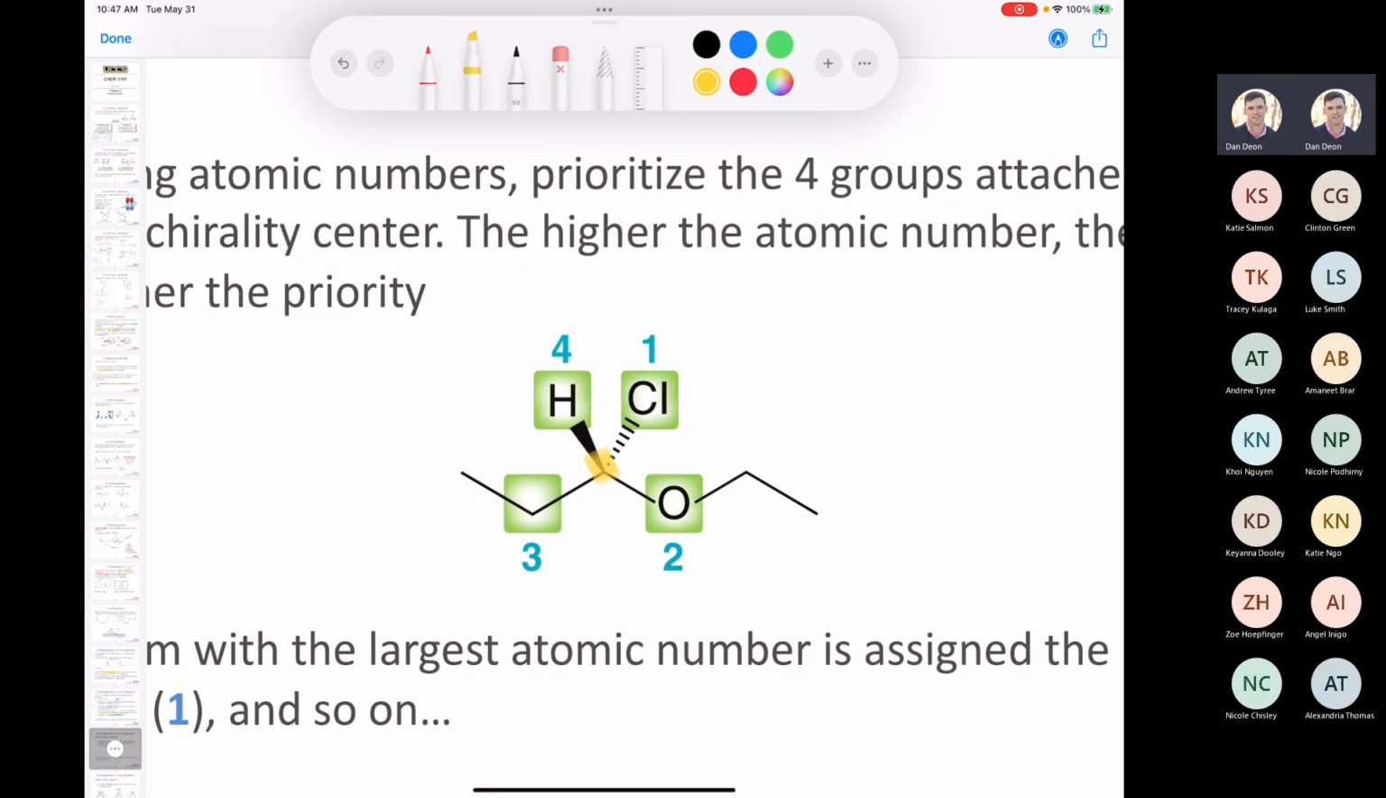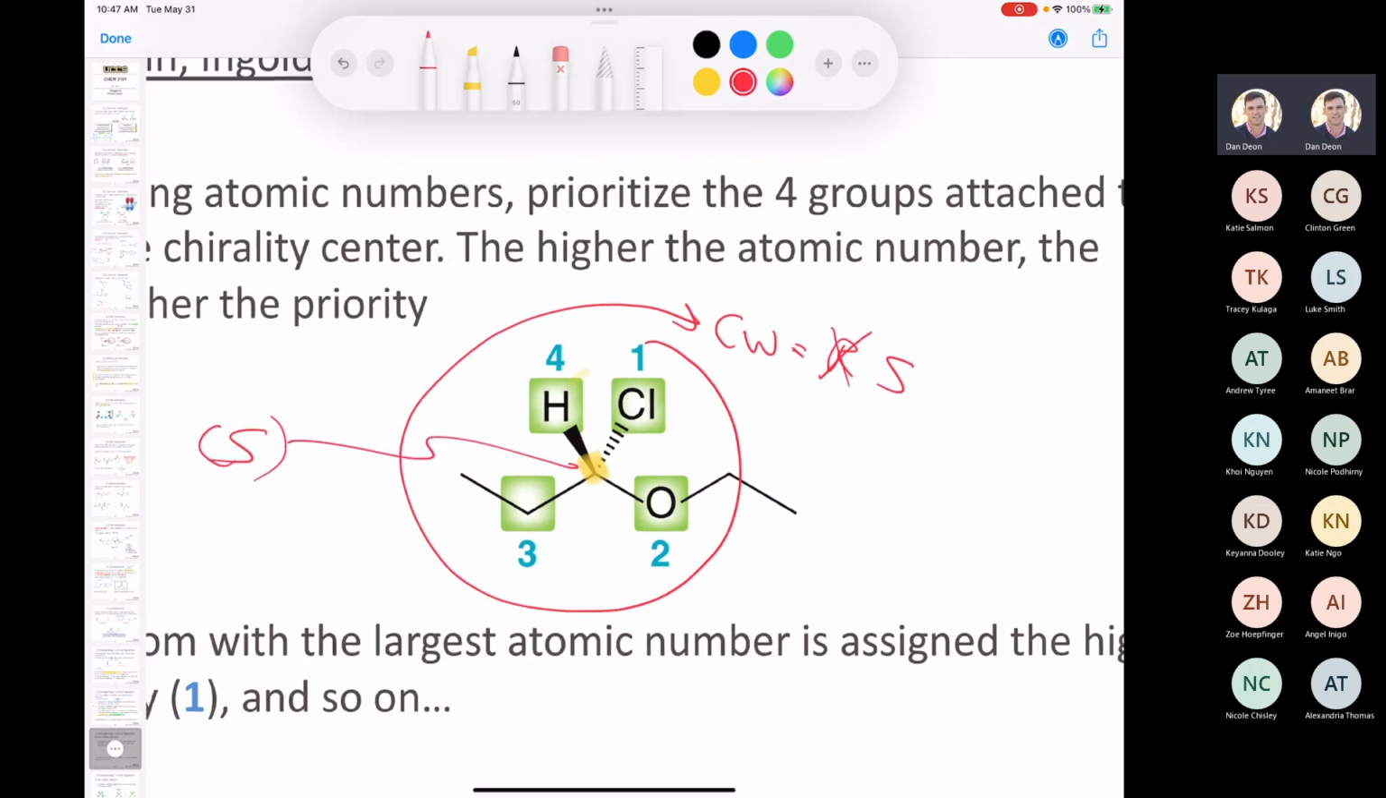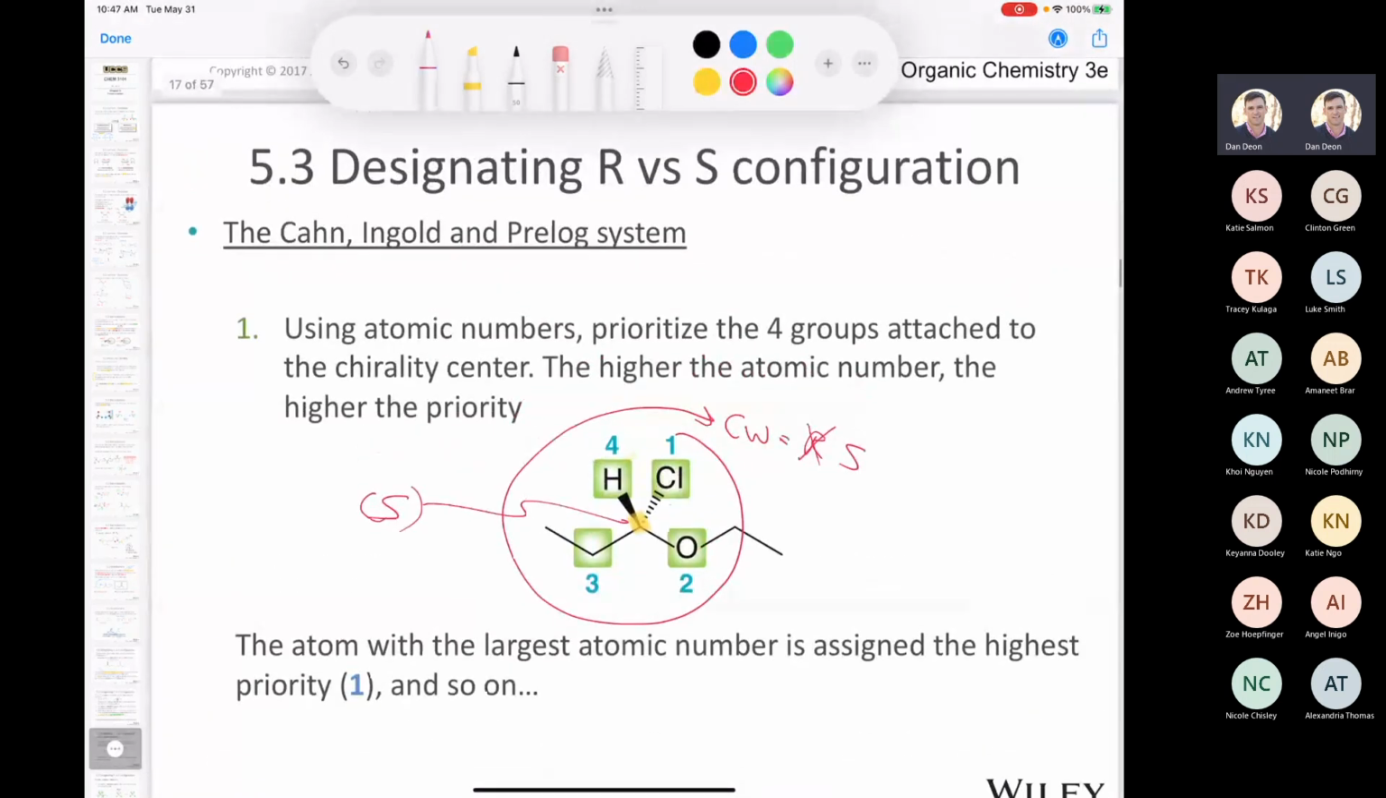Thanks, Nicole. Absolutely. It would be S, wouldn't it? Because since the hydrogen is coming out in front towards you, you follow the numbers going from 1 to 2 to 3, which is clockwise. Clockwise equals R, but since the hydrogen is coming out in front, you reverse it to S. And so this would be an S stereocenter, like that. Nothing more to it than that.